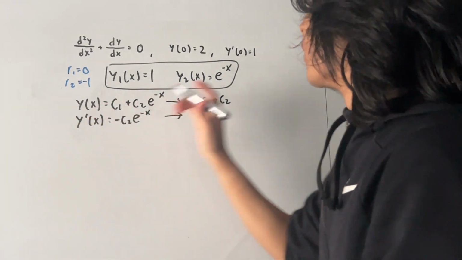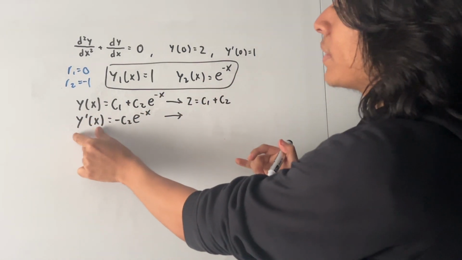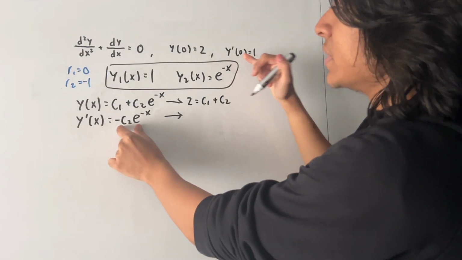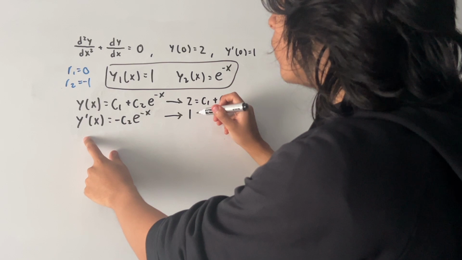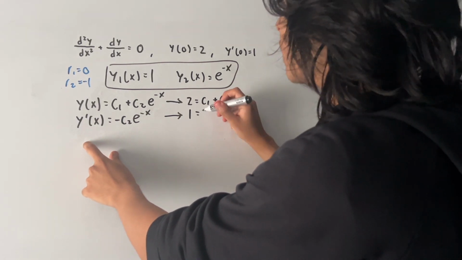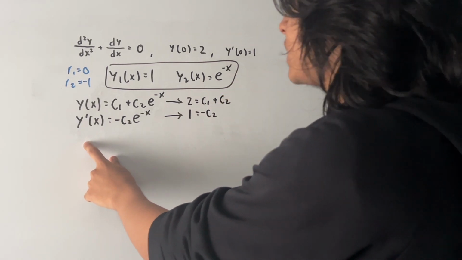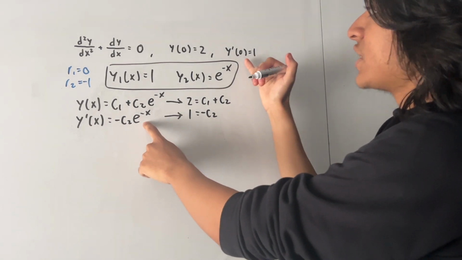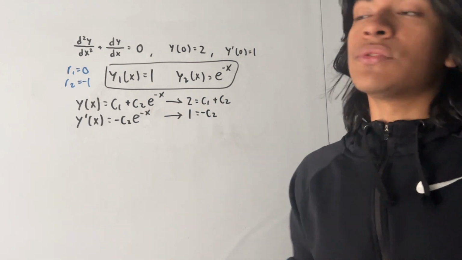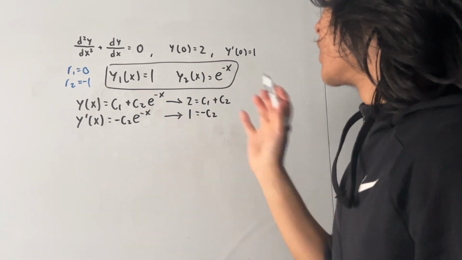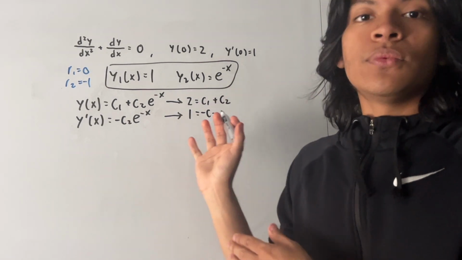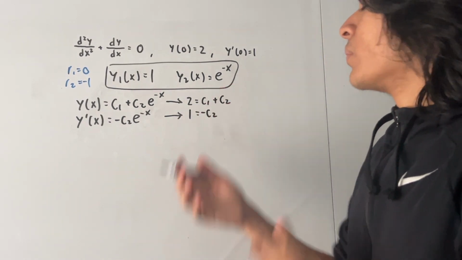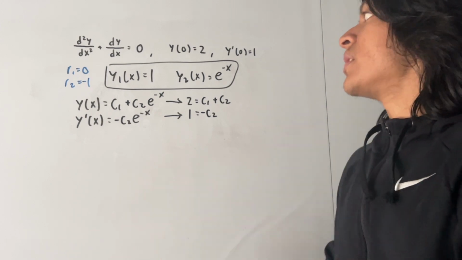On the bottom here, we have y prime of x, which is going to be equal to 1, and our x is going to be 0. So we're going to have 1 is equal to negative c2 times e to the negative x, and that's just e to the power of 0, which is just 1, so we can leave it like that. Right here, we pretty much have a set of equations that we have to solve, and when we solve it, we'll be able to solve for our constants.